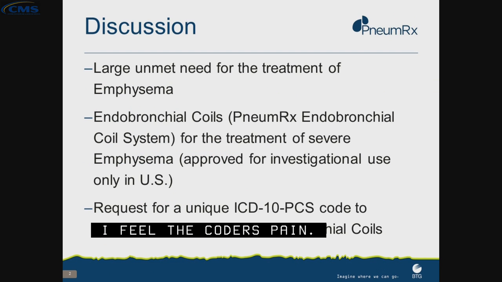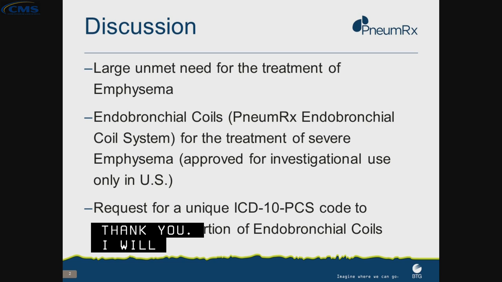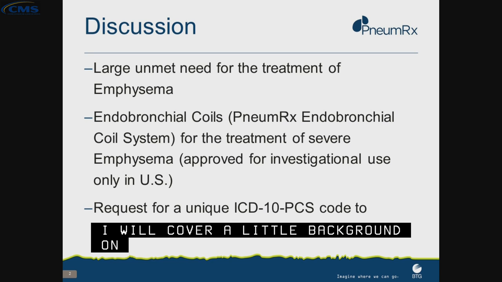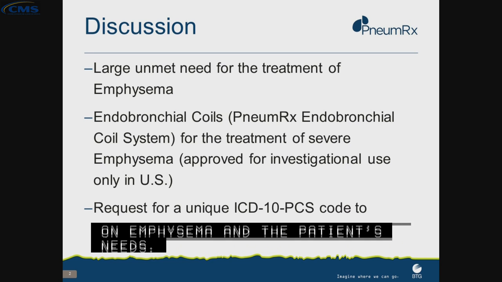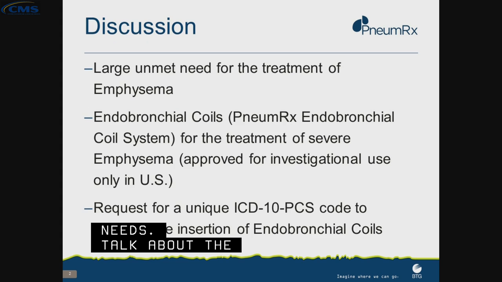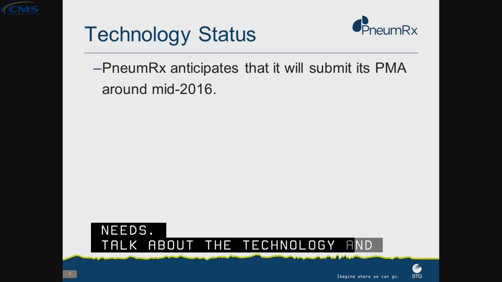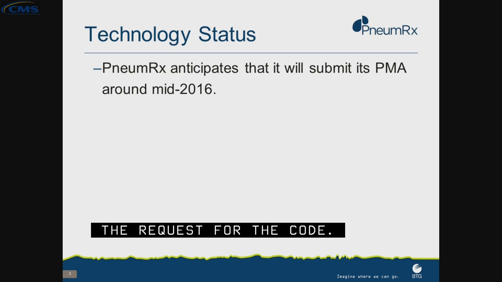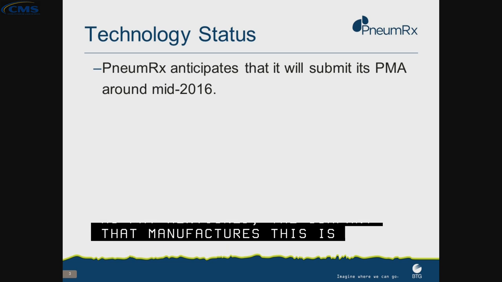I will cover today just a little background on emphysema and the patient's needs, talk about the technology, the endobronchial coils, and then we'll talk about the request for the code. As Pat mentioned, the company that manufactures this, Numerax, is anticipating that they will submit a PMA around mid 2016 for approval.